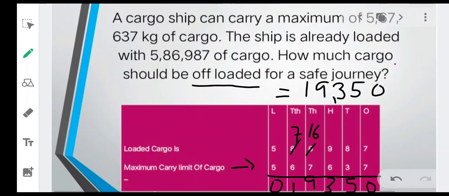Okay, so our final answer is 19,350. Students, in this sum, the capacity of the ship and the loaded cargo are given, and we deducted the maximum capacity from it. So we got our final answer. Now we are going to solve our next sum.